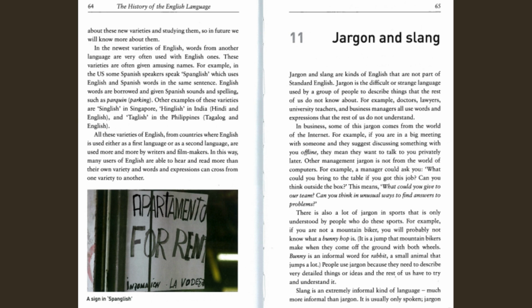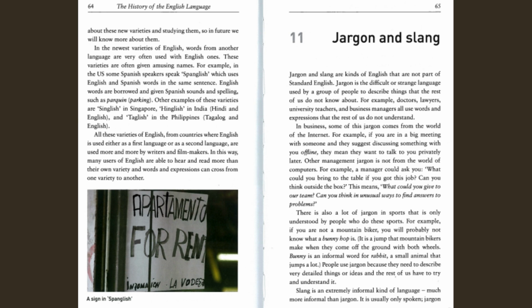Chapter 11. Jargon and Slang. Jargon and slang are kinds of English that are not part of standard English. Jargon is the difficult or strange language used by a group of people to describe things that the rest of us do not know about.